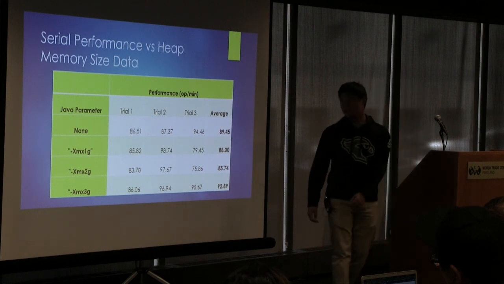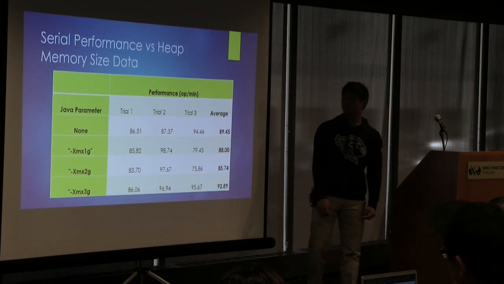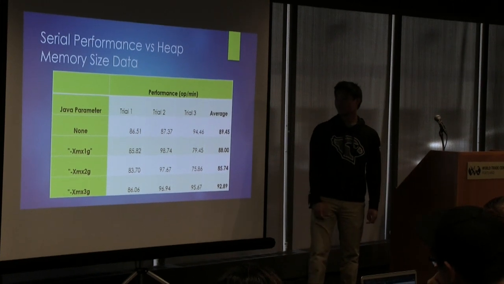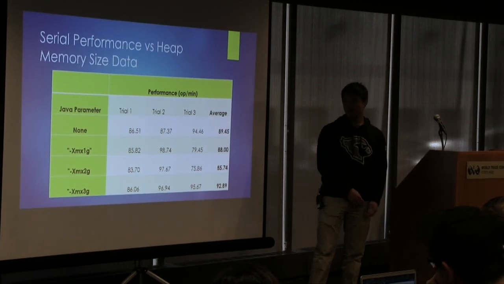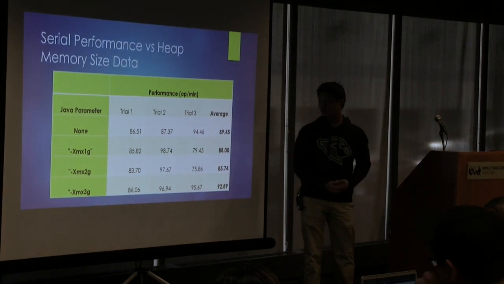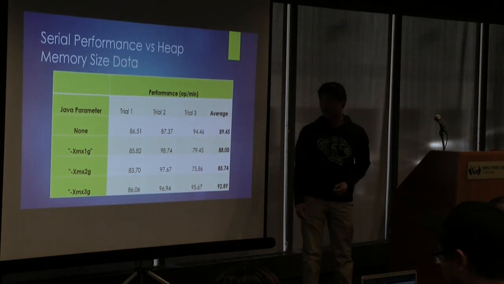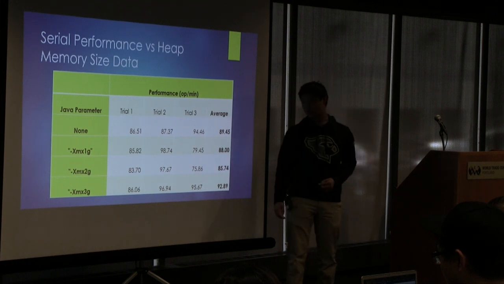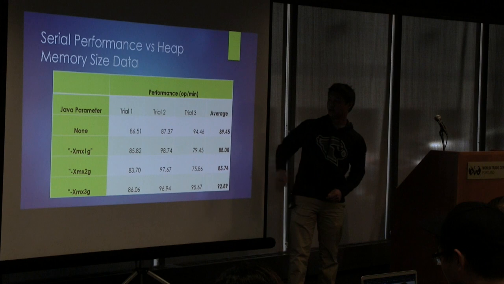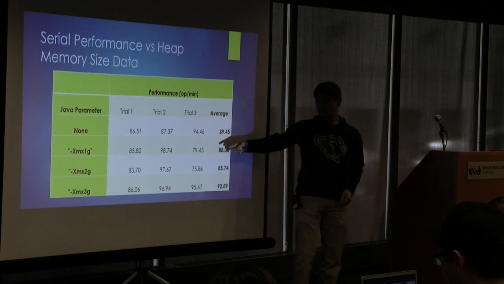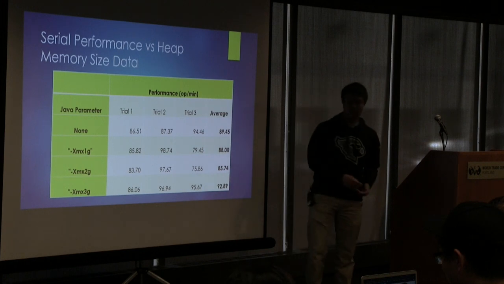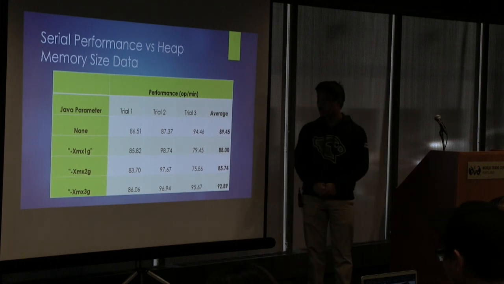So now for the data collection for serial performance versus heap memory size, I compared the three adjustments of the parameter, 1G, 2G, and 3G, with the performance along with three trials. As you can see here, there's a lot of variability throughout the data table. With -Xmx1G, 79.45 is the lowest, with 98.74 being the highest, which is roughly a 25% increase.